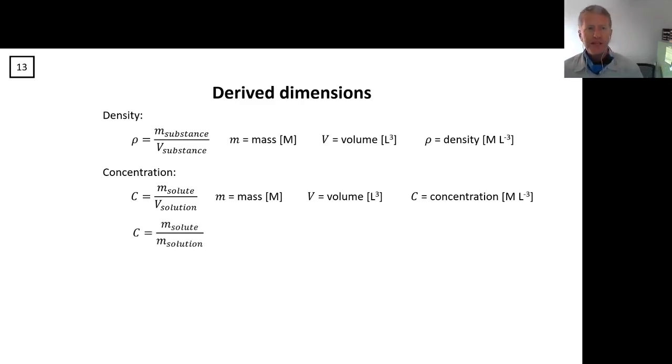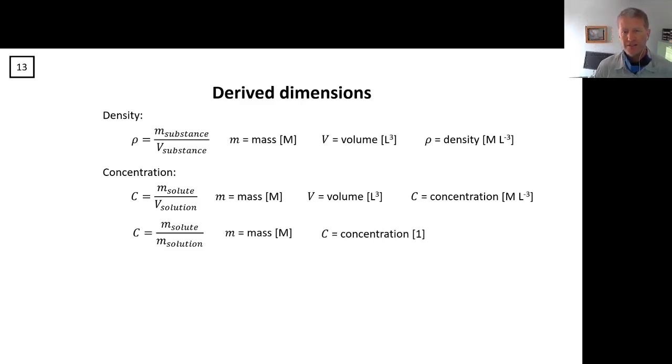Also, there can be the same variable or the same property that is characterized with several different dimensions. For example, sometimes concentrations are represented by a mass ratio, a mass of the solute to the mass of the solution. Well, those both have fundamental dimensions of M, and if you let those M's divide out, you're going to have a dimensionless number for concentration. It's still a concentration, but the number means something very different.